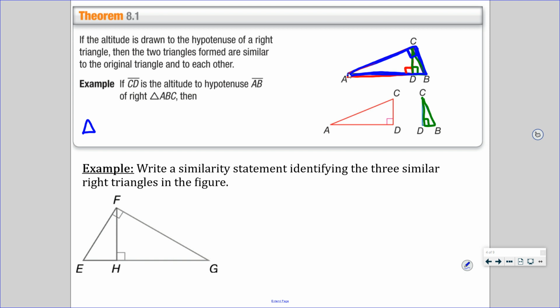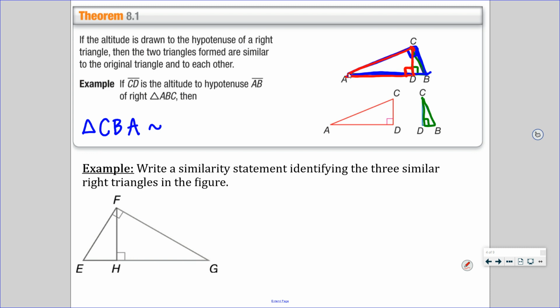Let's go C, up the shorter leg, B, down the hypotenuse. So CBA is similar to, all right, the red triangle right here. I started at the right angle and went up the shorter leg. Legs are the other two sides of a right triangle that aren't the hypotenuse. Up the leg, down the hypotenuse.